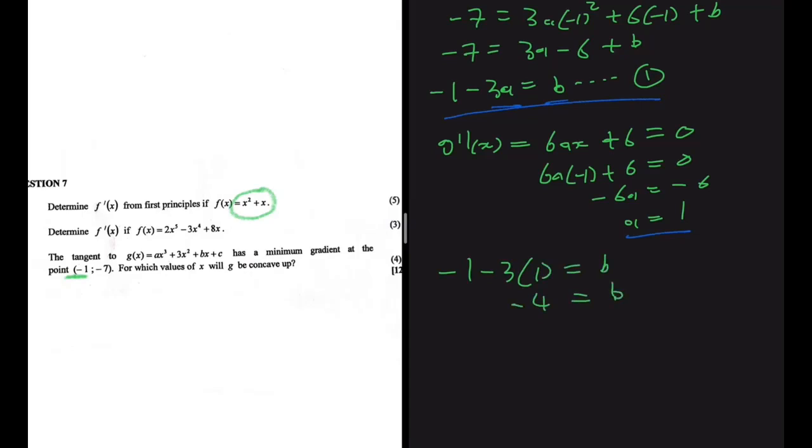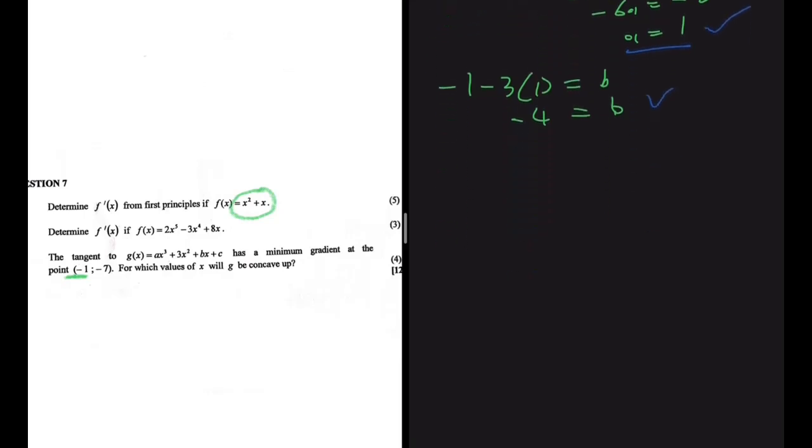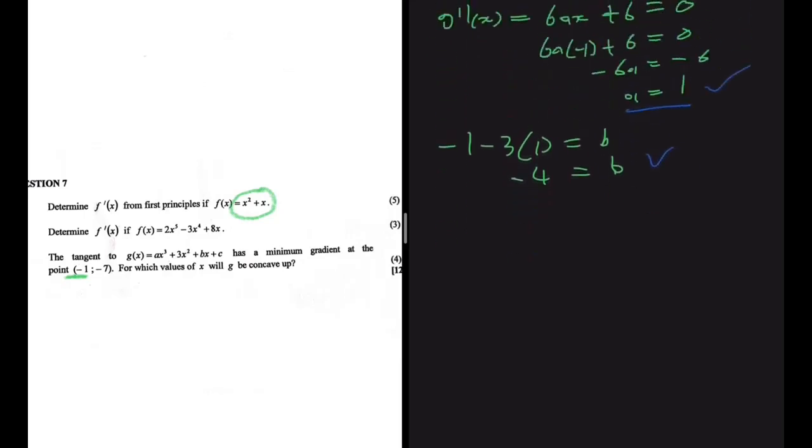So now we have the value of a and we have the value of b. Let's substitute them in our graph g of x, right? Because like we have already agreed on, if we find a and b, it becomes extremely simple to find for which values of x will g be concave up. So now we're saying that g of x equals, in place of a, we put 1, and then x to the 3, right? And then plus 3x to the 2 plus bx. So we know that b is -4, so -4x plus c, right?